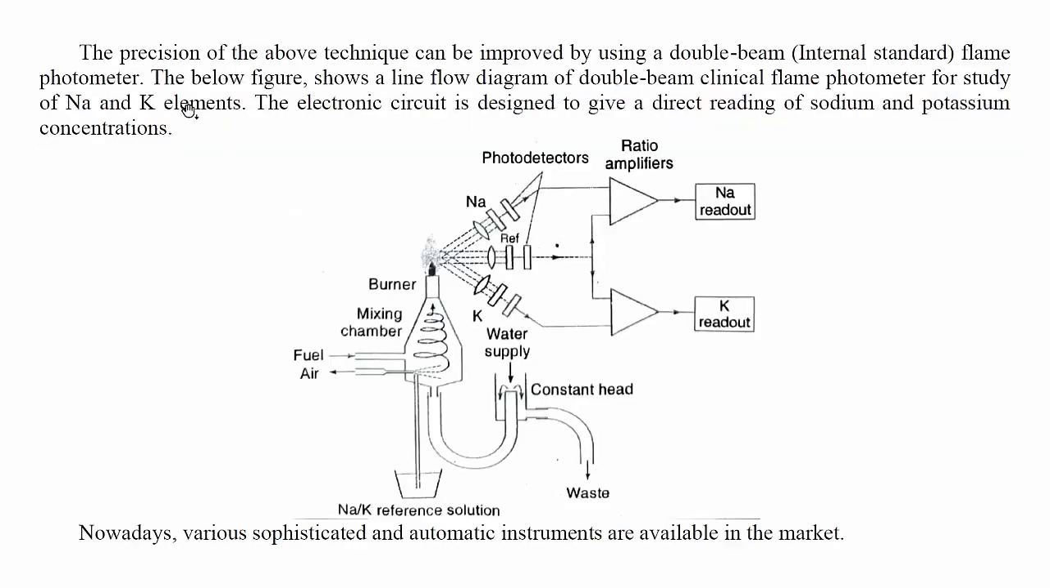The precision of the above technique can be improved by using a double beam, internal standard, flame photometer. The below figure shows a line flow diagram of a double beam clinical flame photometer for study of Na and K elements. The electronic circuit is designed to give a direct reading of sodium and potassium concentrations. Nowadays, various sophisticated and automatic instruments are available in the market.